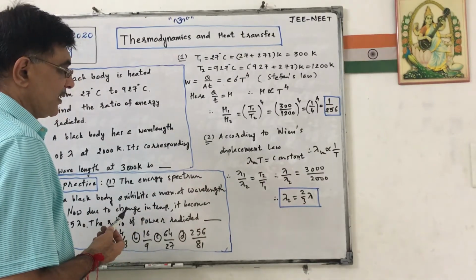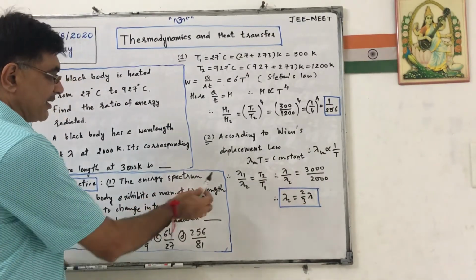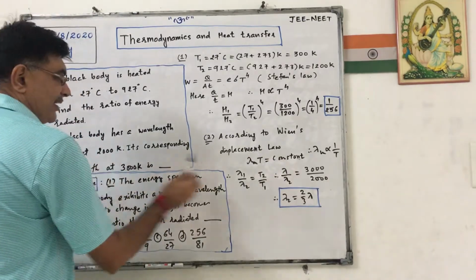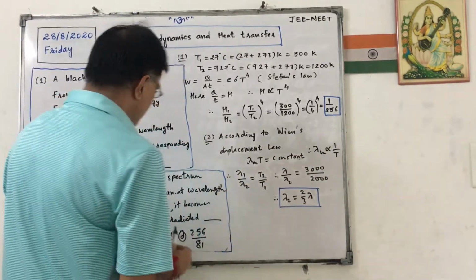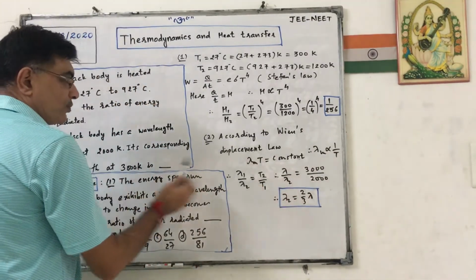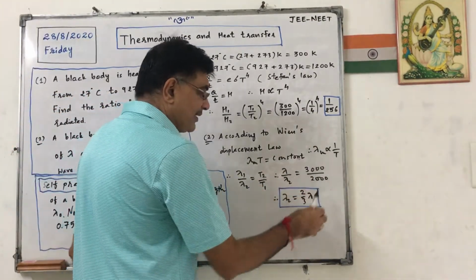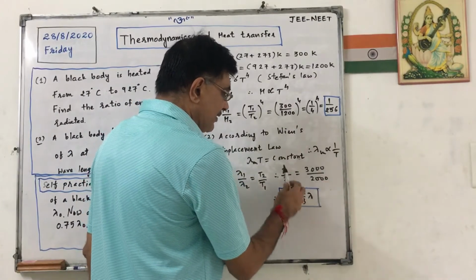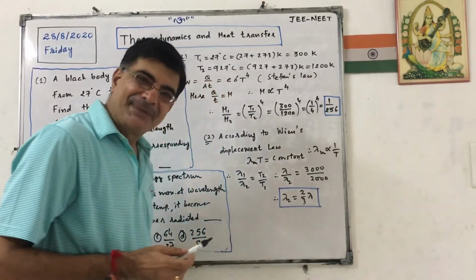So lambda 1 upon lambda 2, lambda 1 is the lambda they have given, lambda 2 we have to find out. T2 is 3000 Kelvin, T1 is 2000 Kelvin, so these zeros will be cancelled, so lambda 2 will be equal to 2 by 3 lambda.